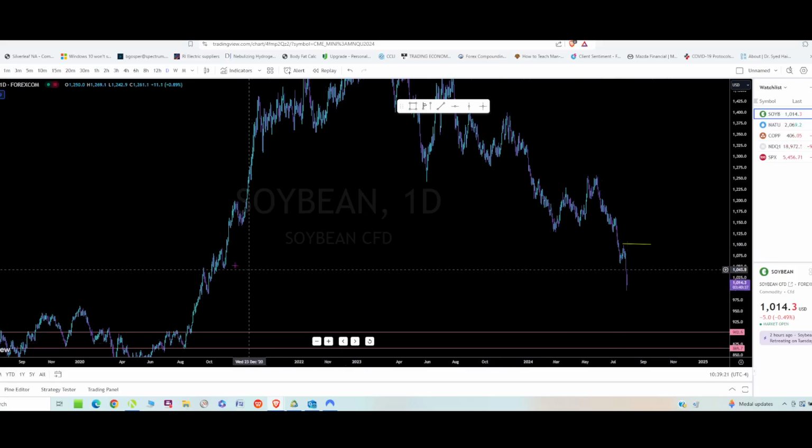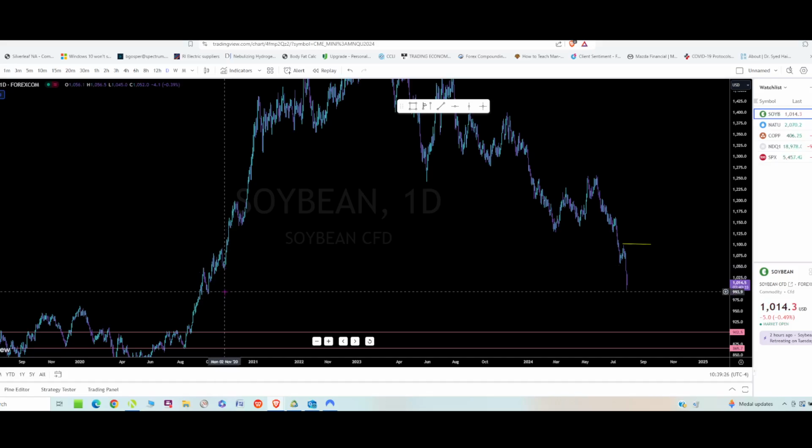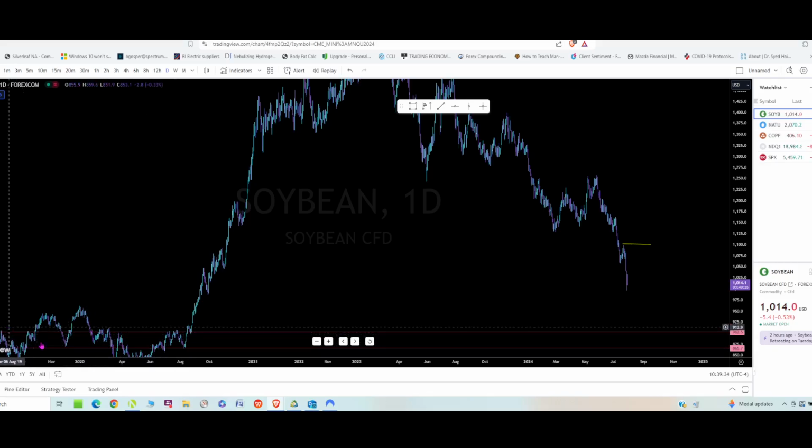And you can see, we had this little pullback here. It went right through there, didn't even look at it, and now we're sitting at this level right here. And if it gets through there, then again, I think down here is probably a more reasonable target area, back into this original breakout range that happened. Well, this breakout happened almost 4 years ago, back in August of 2020.